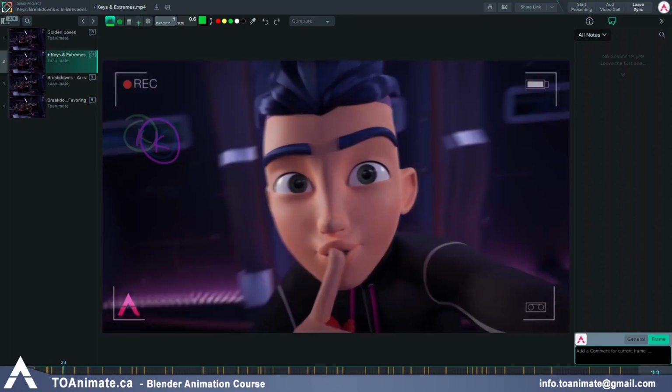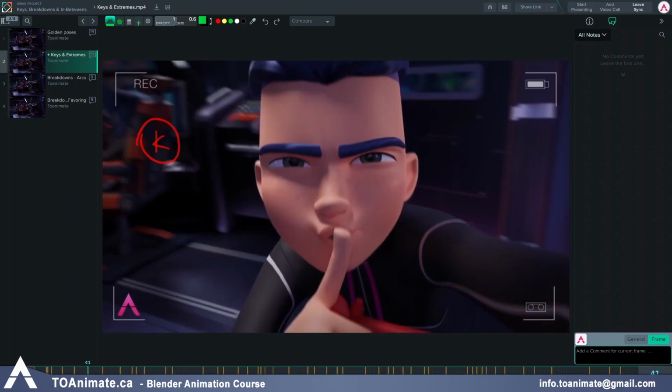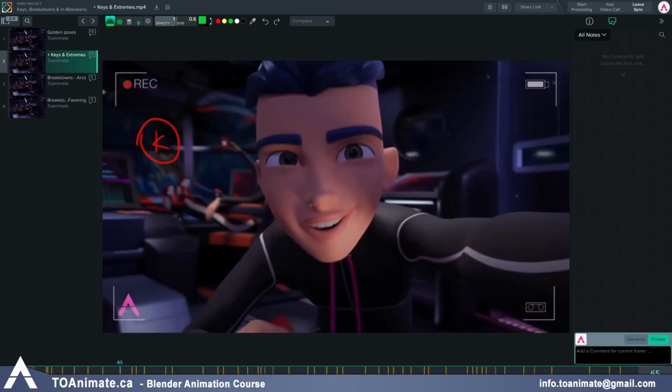Next up, we're going to frame 22. This is where Max puts his finger to his face before he does the shush sound. Now let's go to 41. Here he takes the final step before he looks over to May. 65. This is where Max looks at us again after glancing at May. We had a golden pose there on frame 52, so we don't need a key pose on the performance here because it was a golden pose already.